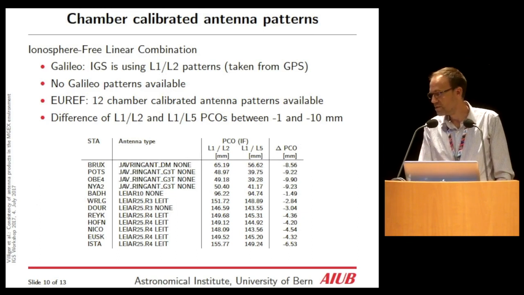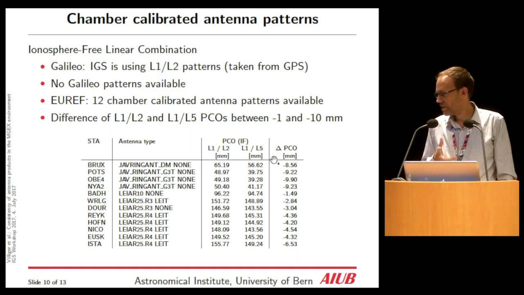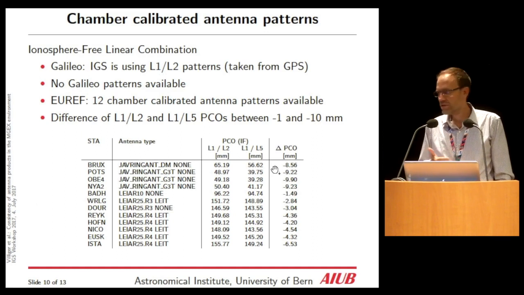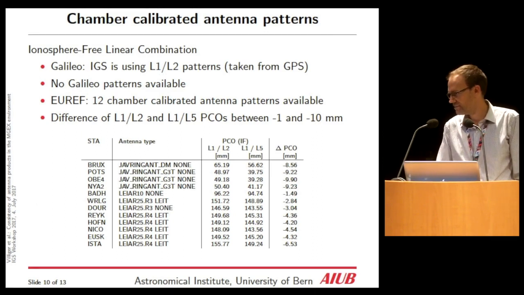On the right side, we then see the difference between these two offsets, and we see that the difference is quite big. For the Javad antenna, the difference is roughly 1 centimeter. For the Leica antennas, however, it is more or less a 5 millimeter difference of the PCOs, depending on which frequency you are actually using for the processing.